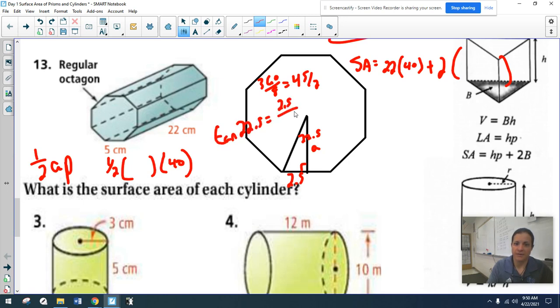So opposite over adjacent. Now, when you have the missing on the bottom, you just swap these. So I'm going to be doing 2.5 divided by the tangent of 22.5, which is going to give me about 6.0355. Okay, so that is going to be my area of my bases. So I've got the 1/2. Again, that's going to go away. So I can just really times that by 40.